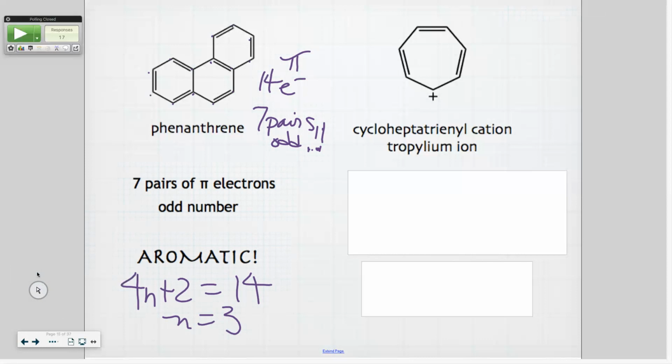You can do it with the odd numbers, though. All right, so what do you think about this thing? This is a tropylium ion. Where did we talk about that? We mentioned that not too long ago. What did we mention? We mentioned it when we discussed a different topic. Let's see if I can get it to write.